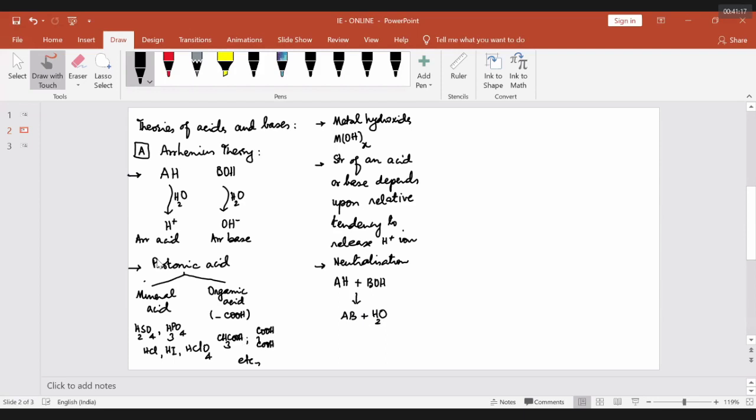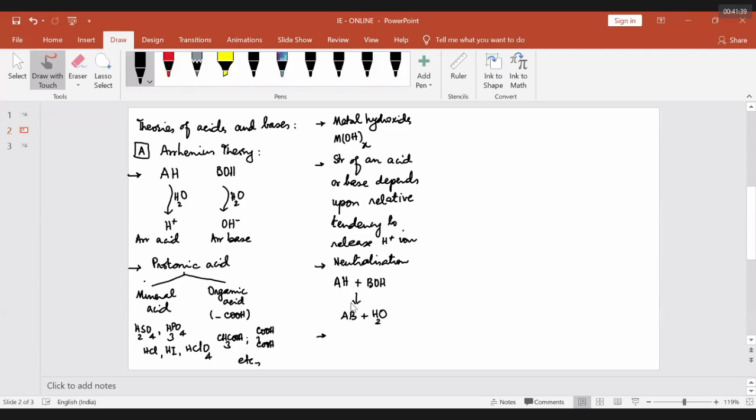Finished. First definition, next example, third strength, and next neutralization. Now the last and important part. What are the limitations? Before going to limitations, what are the advantages? It is the simplest first attempt to understand who is an acid, who is a base.